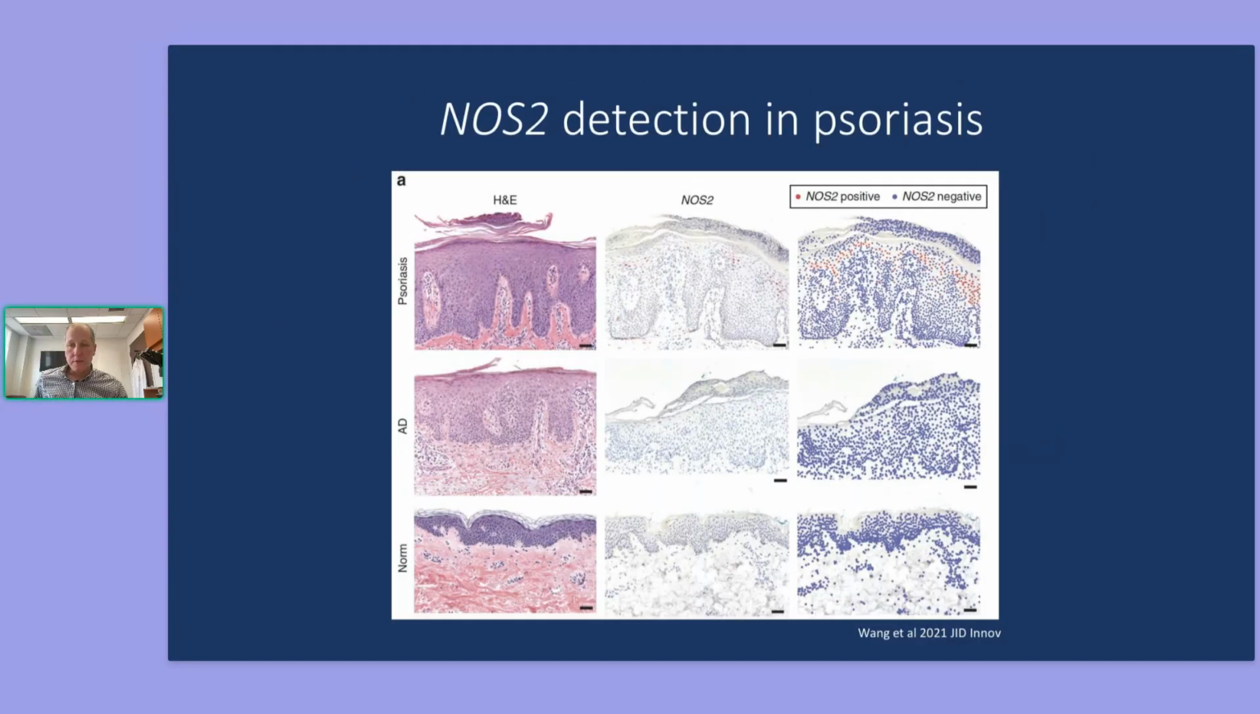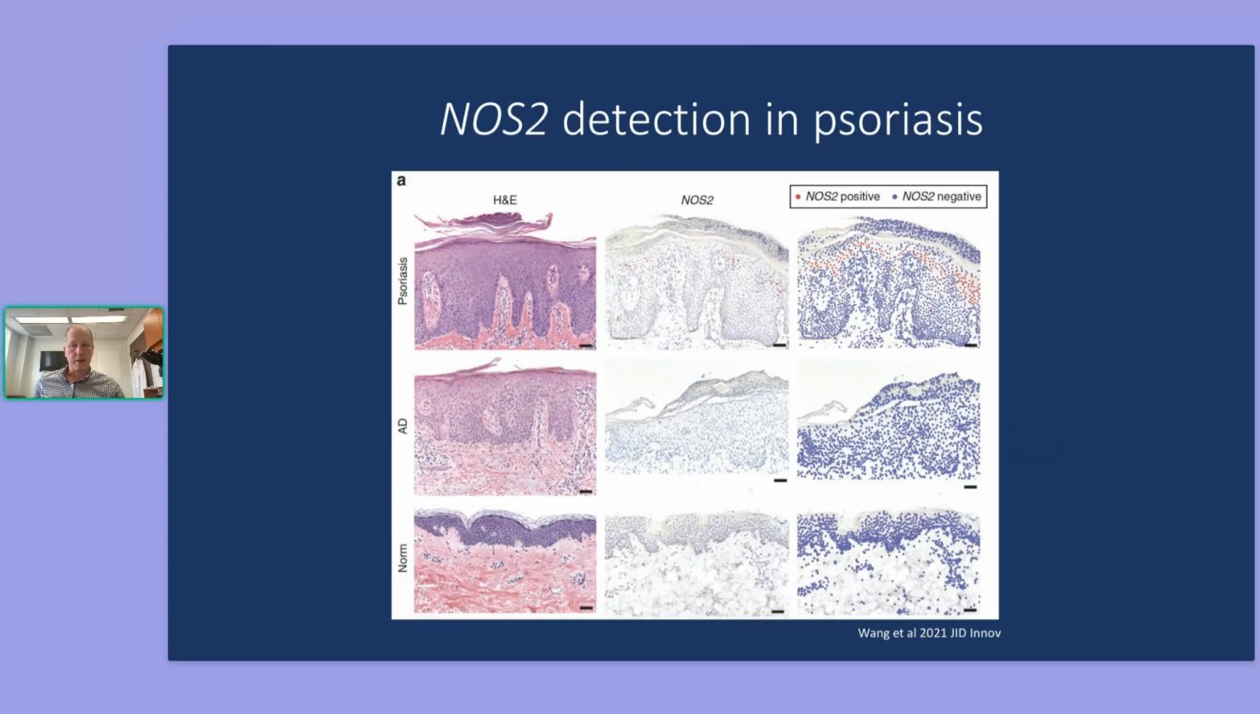I won't spend a ton of time on this slide. I'll show you higher power images on the next slide, but here are the H&E, hematoxylin and eosin, stained slides. This is how pathologists look at tissue for diagnosis. We can see a representative case of psoriasis, atopic dermatitis, and normal skin. This low power image makes it a little hard to see the red chromogen, but again, I'll show you higher power images. In this pseudo-colored plot, where each cell is a dot, you can see that in the psoriasis samples we're seeing a lot of NOS2.